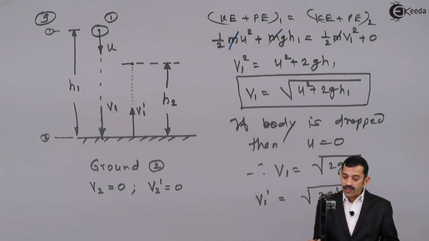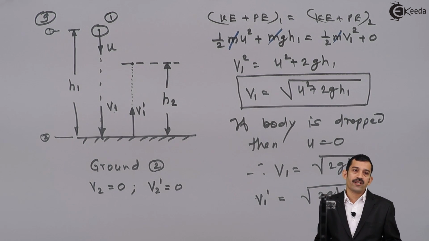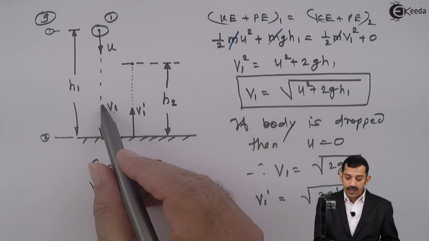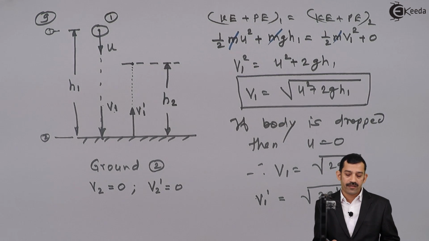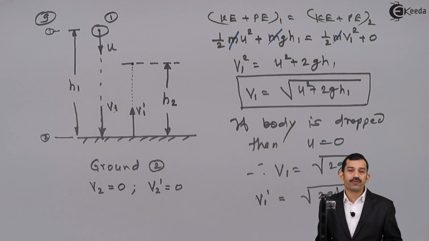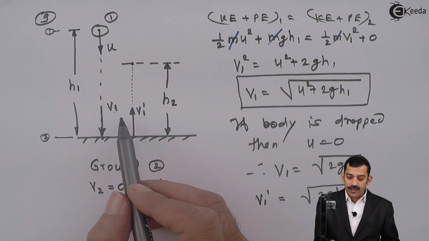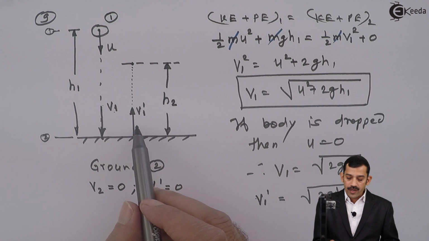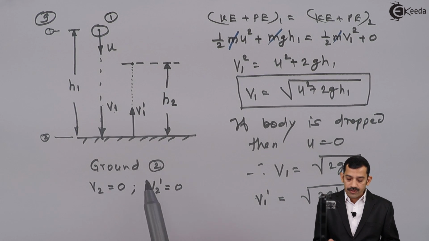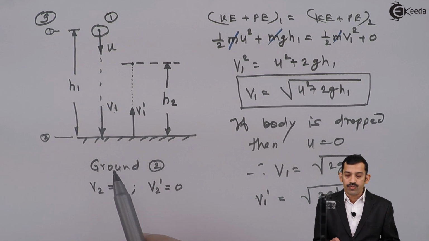Now v1 you know in terms of h1, and v1 dash you know in terms of h2, but we are not considering any sign here. When you substitute these values in the equation, you always have to follow the sign convention: upward positive, downward negative. That means when you substitute the value of v1, definitely substitute with a minus sign, and v1 dash with a positive sign. Is there any relation between v1 dash and v1? That is possible if you apply the coefficient of restitution between these two bodies.